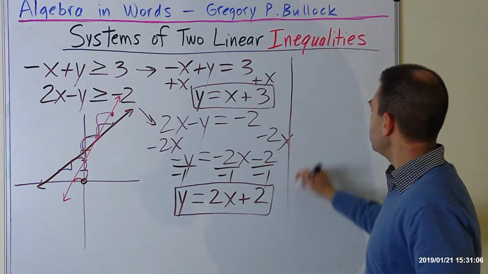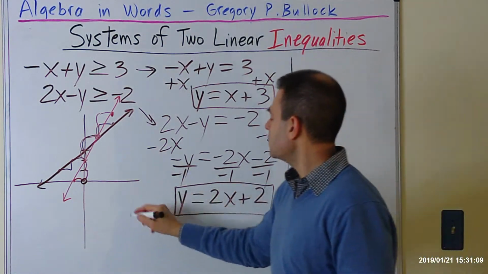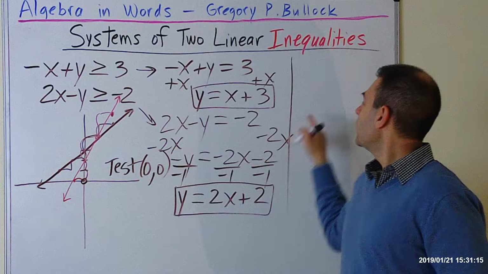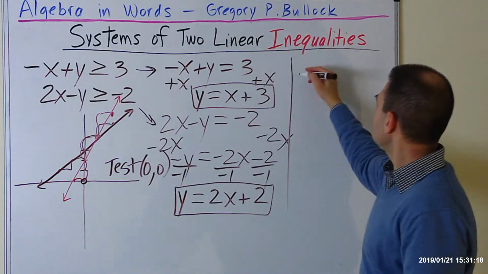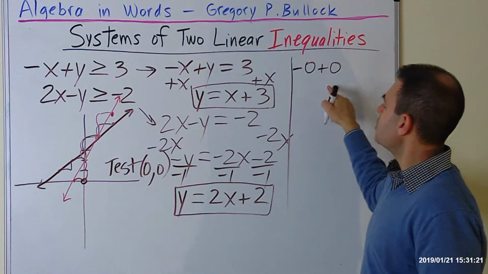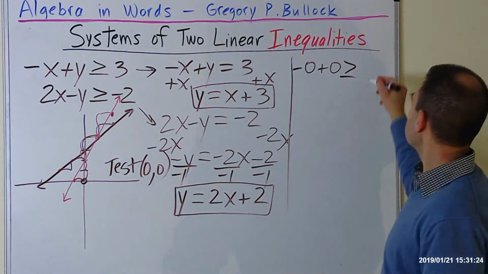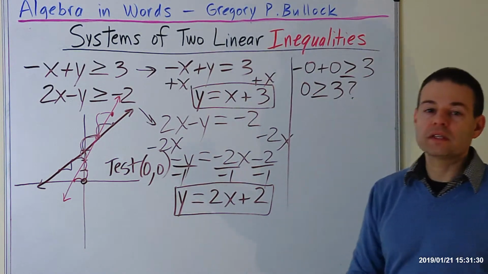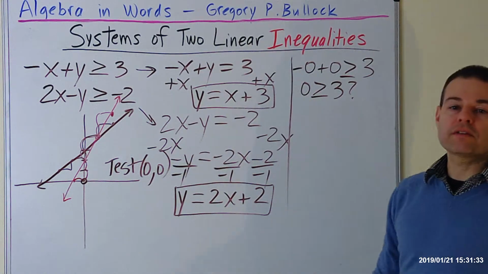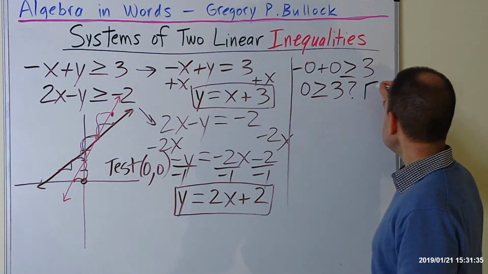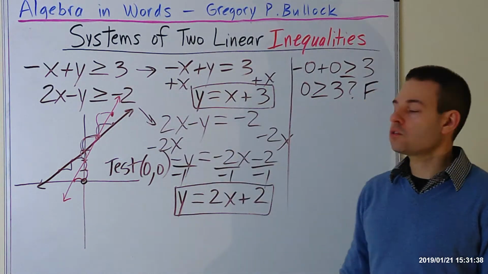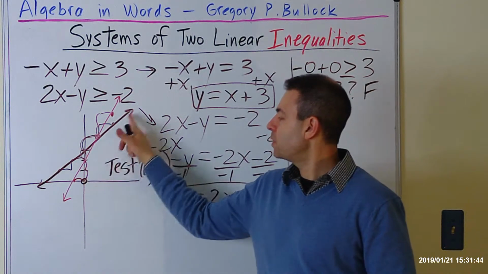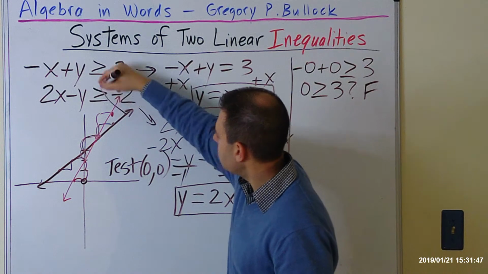I'm going to do the test equations over here. So test 0, 0. And so 0 is going to go in for x, and 0 in for y, greater than or equal to 3. And simplify, we get 0 is greater than or equal to 3. Is that true or false? Is 0 greater than 3? It's false. So coming over here, what does false mean? Well, if the test point is over here, we're going to shade the opposite side of the test point from the line. So that would mean shading up here.